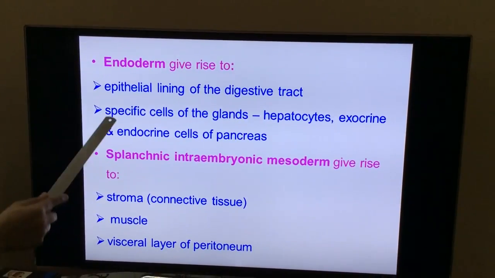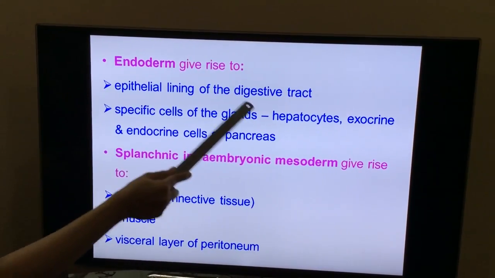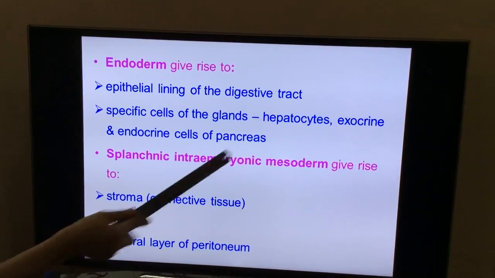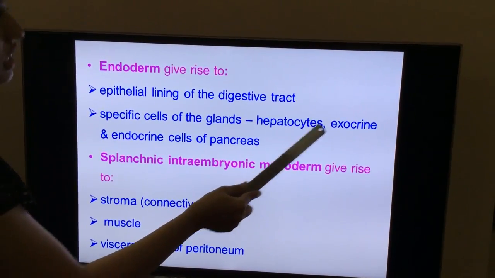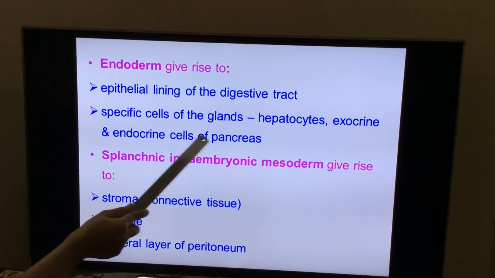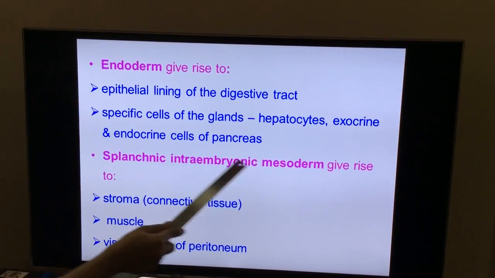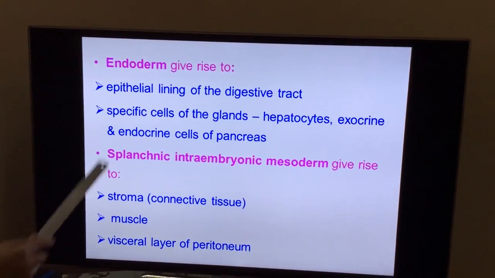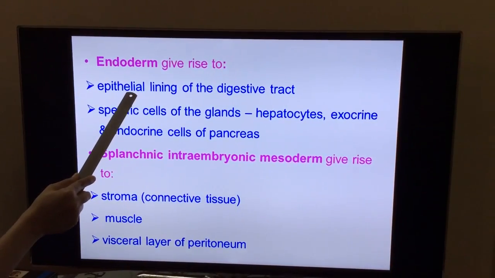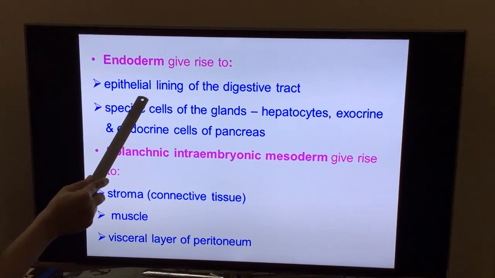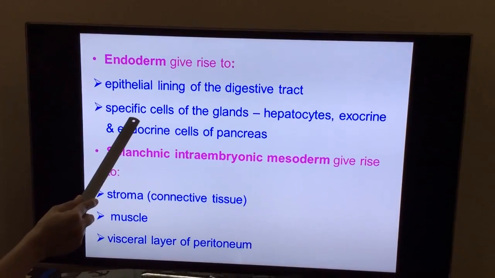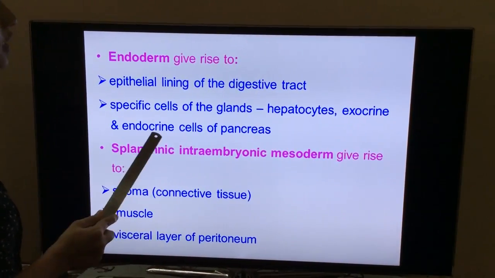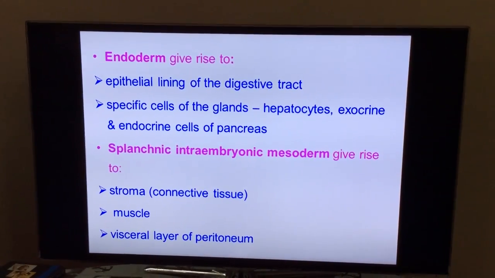Not only that, it also contributes specific cells, especially in glands like the liver and pancreas. For example, hepatocytes and exocrine and endocrine cells of the pancreas are also derived from endoderm. So the endoderm contributes to the epithelial lining of the complete digestive tract and the specific cells of the glands, which include hepatocytes and exocrine and endocrine cells of the pancreas.